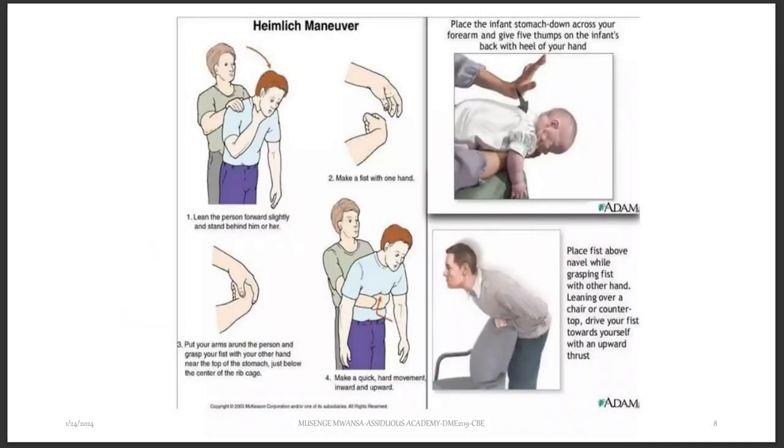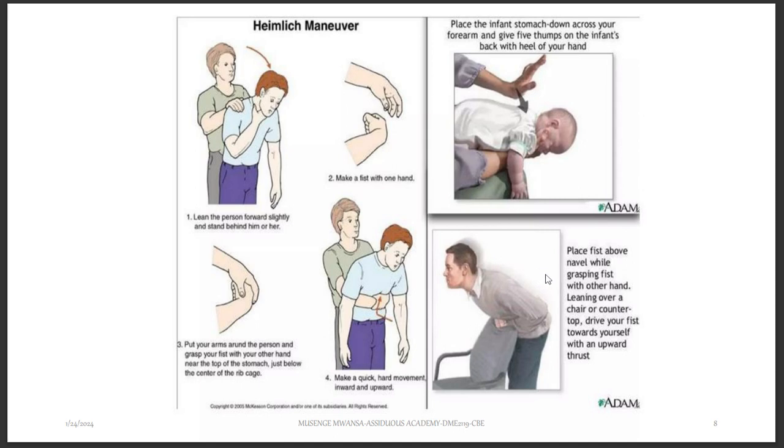So here is just what we've been talking about, the Heimlich maneuver there. If it is a baby, let's say something had stuck in the throat, you can hold the baby like this and place the infant's stomach down across your forearm and give 5 thumps on the infant's back with the heel of your hand. So you use your heel on the back of the infant like that.